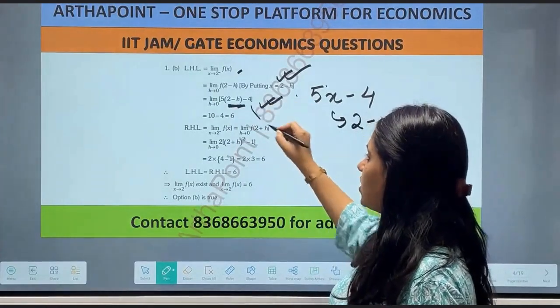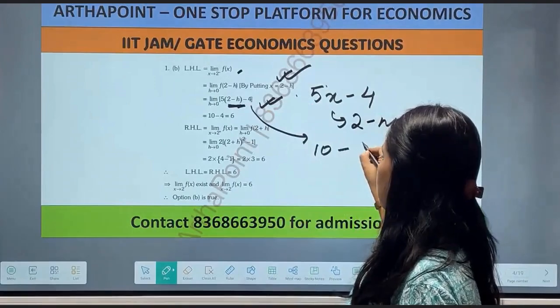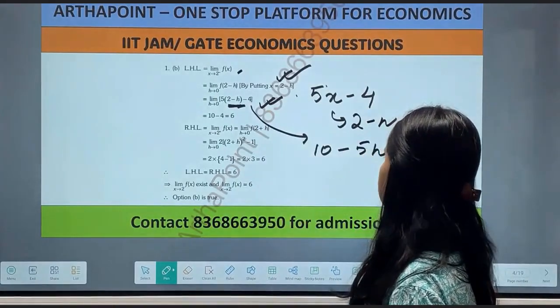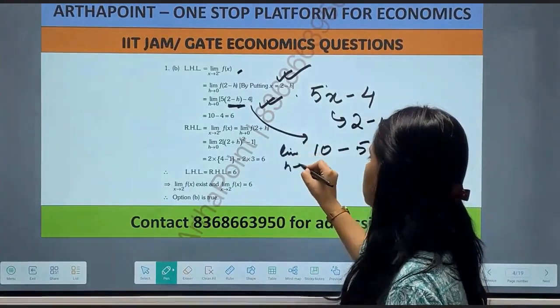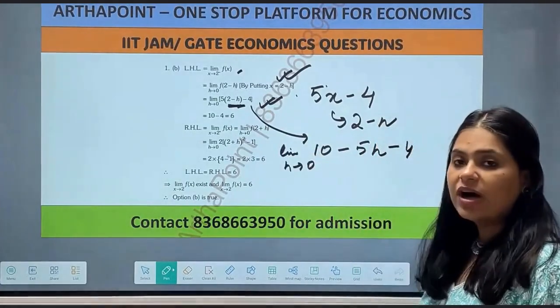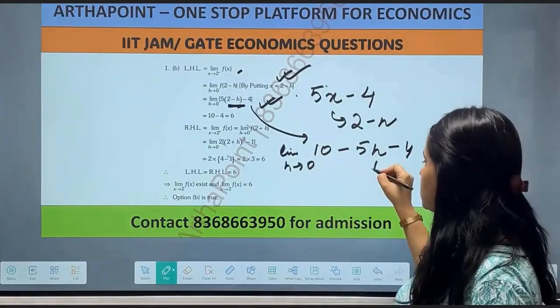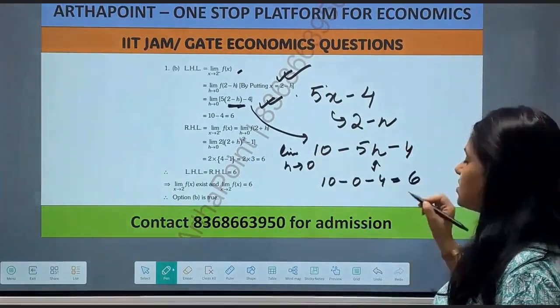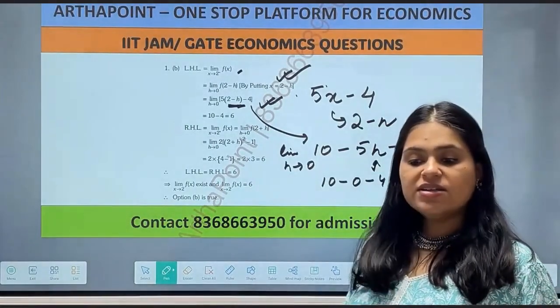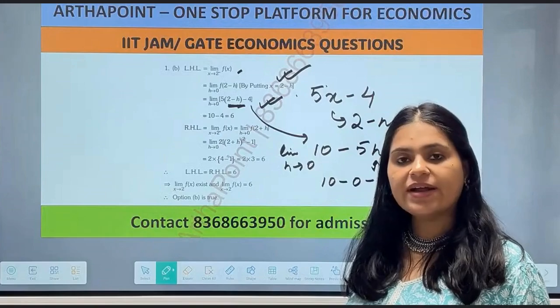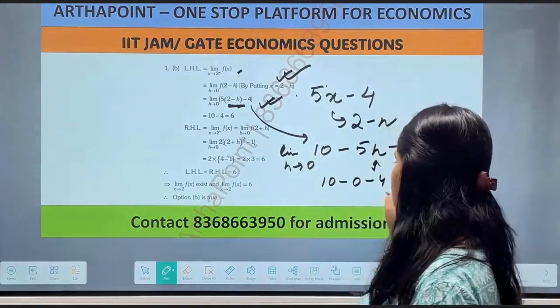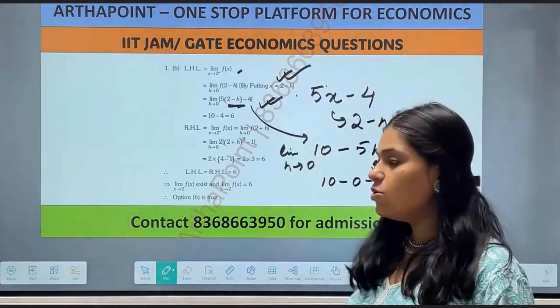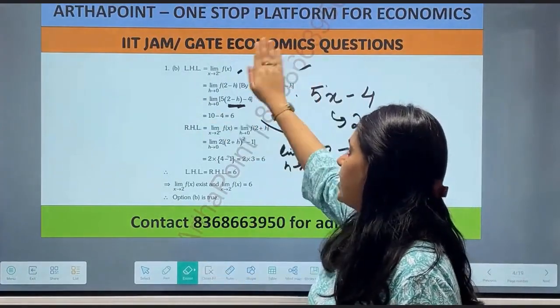Okay, beta. So what will this become, beta? This will become 10 minus 5h minus 4 and h tends to 0. So now when instead of h I will put 0, what will I get? 10 minus 0 minus 4, that means I will get 6. So I understand that the left hand limit that I have is actually 6. Now go ahead and try to find out the right hand limit.